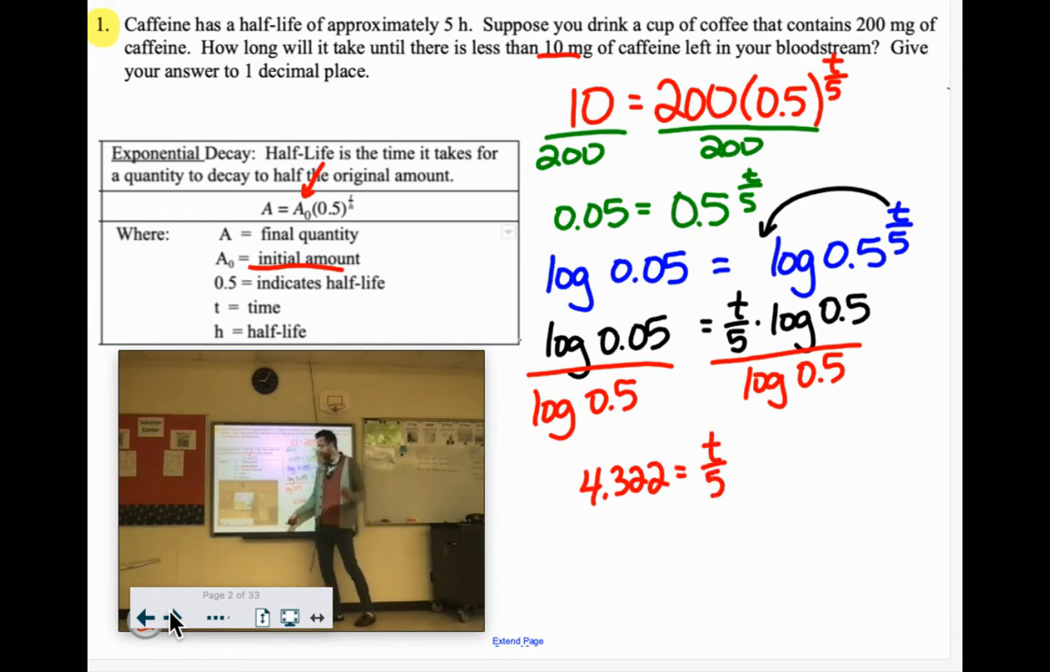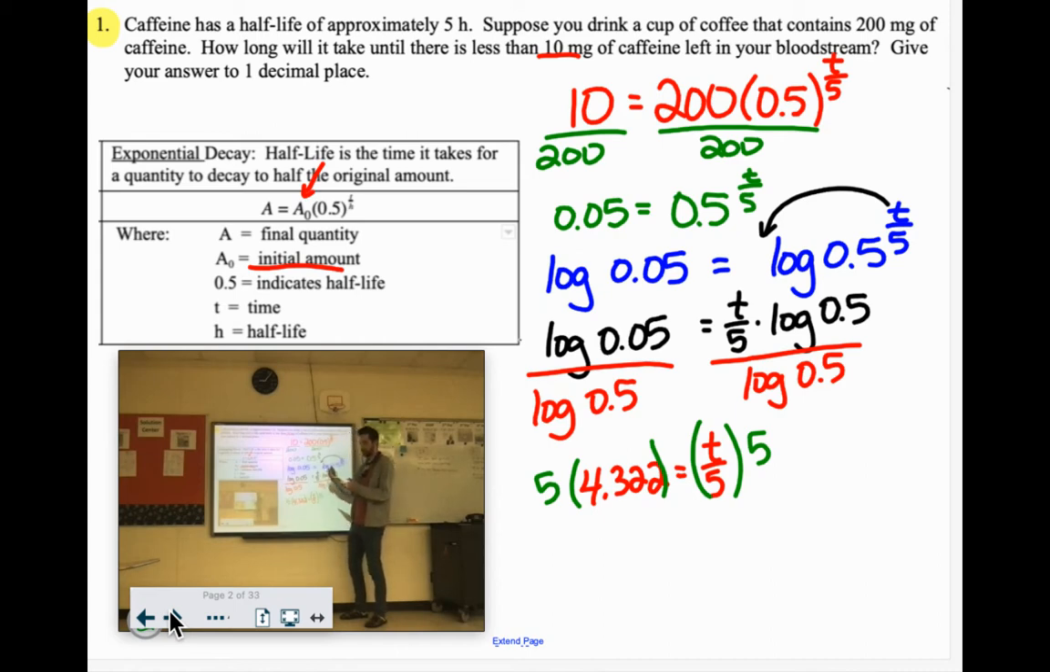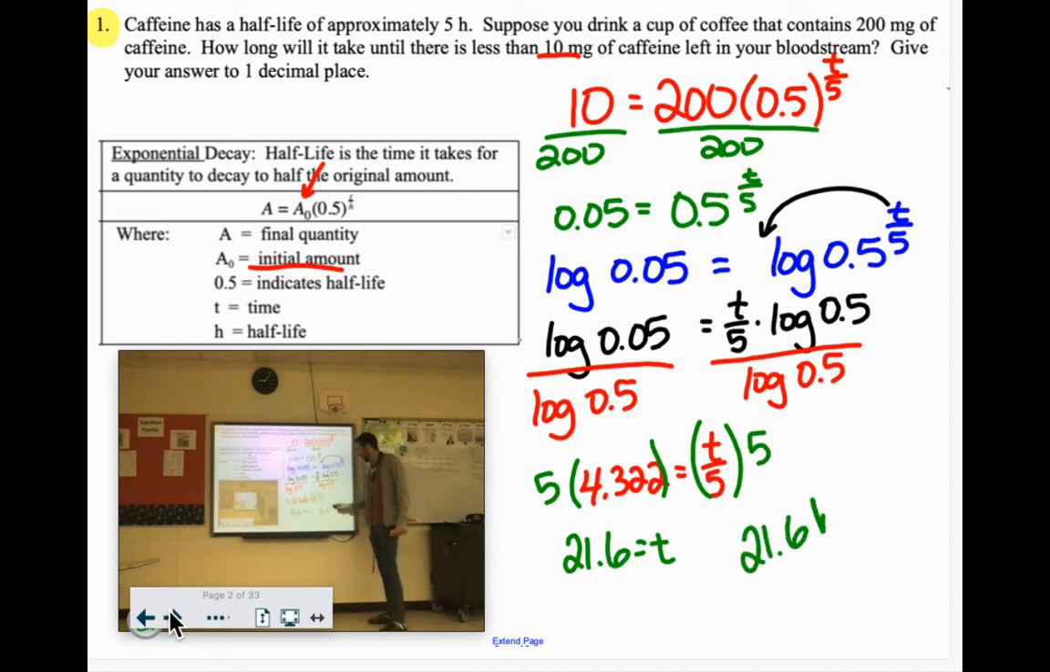Now, we don't want that 5 there. So, how do you cancel out divided by 5? You multiply by 5. So 4.322 times 5 would give us 21.609. And it said to round to the nearest decimal spot, right? So 21.6. And what are we talking about here with the time in this problem? It was hours. So we'd say 21.6 hours.